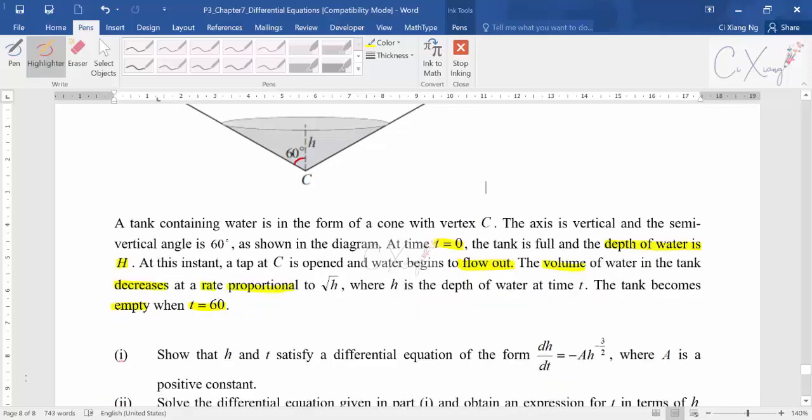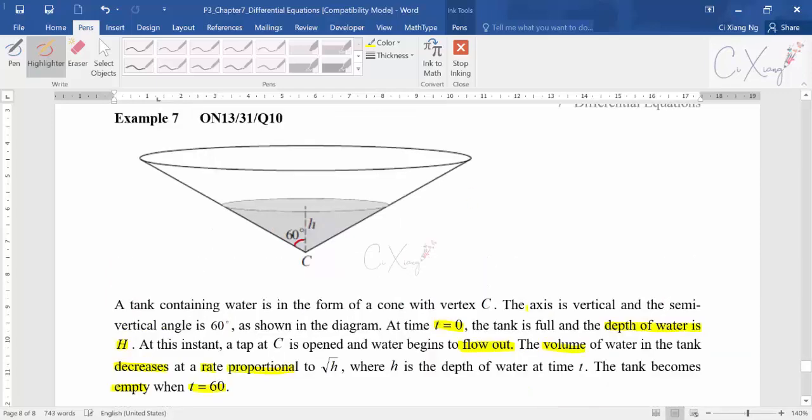Okay, then what do they want for the first question? For the first question, they want you to show that h and t satisfy a differential equation of this form. So they actually want you to show that this is the differential equation that you can get from the information given in the paragraph, where a is a positive constant. Okay, so let us start. I always tell students you need to prove the differential equation, to get the differential equation from the information given in the question.